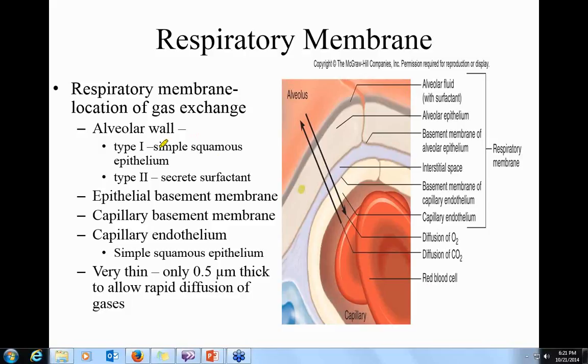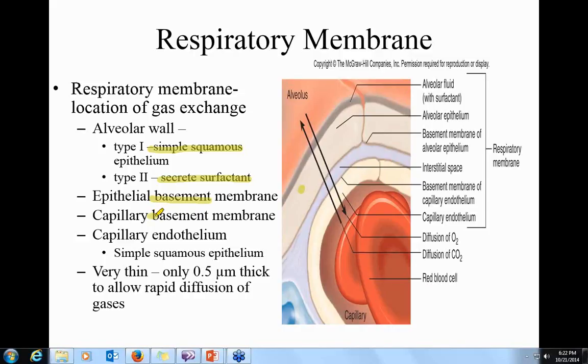You'll find a couple different types of cells. The main ones we're going to talk about are type 1, which is simple squamous epithelium, one cell layer thick. There's also the type 2 cells found in the alveoli, and these are going to secrete surfactant. And remember, that's going to help you overcome surface tension. There's a basement membrane for the epithelium, because again, all epithelium rests on a basement membrane.